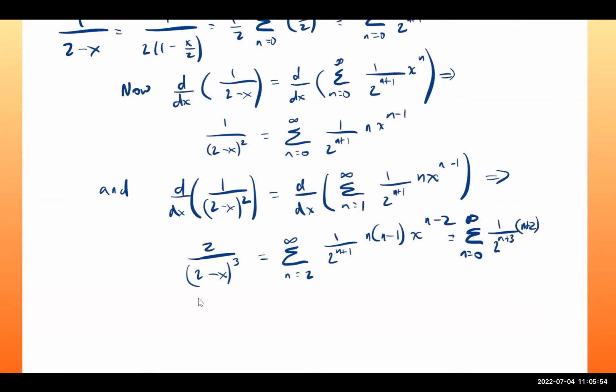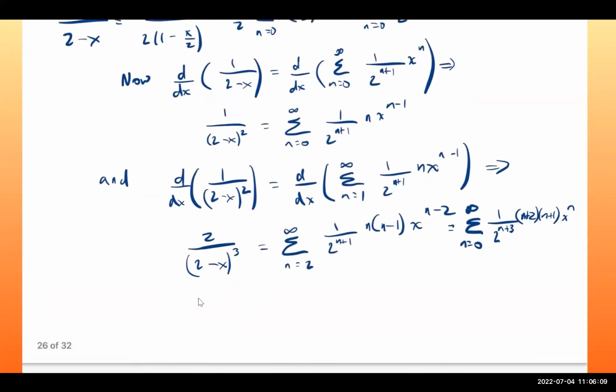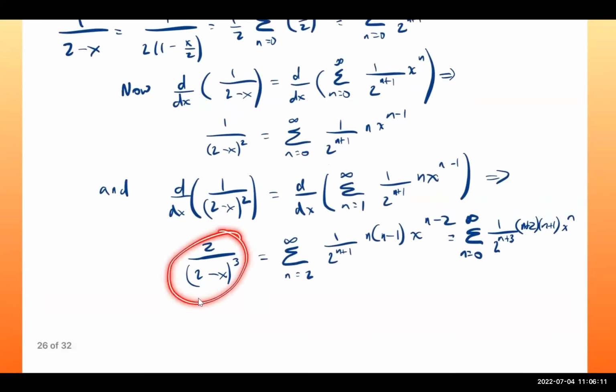This n is n plus 2 minus 1, which is n plus 1. And then you have x to the n plus 2 minus 2, which is just n. And there you have it. All right, so that is the power series representation of this function. But we're still not done.